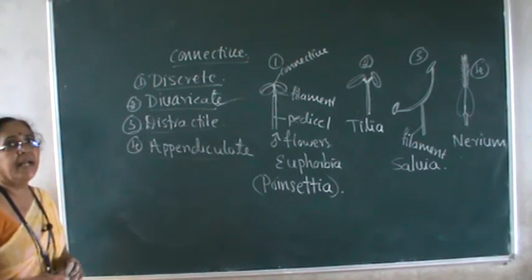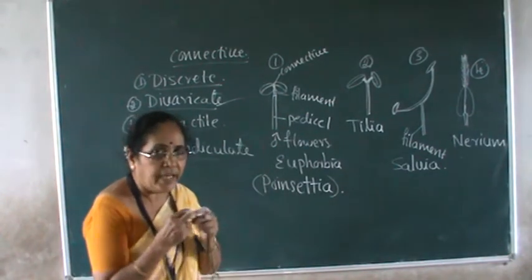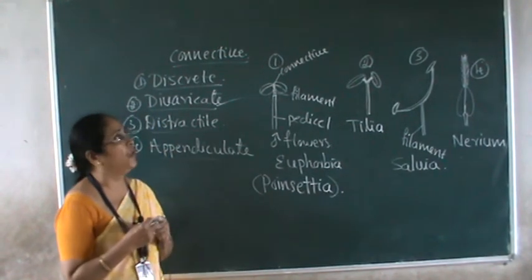So if the connective is very small and tiny and holds the anthers very close to each other, then it is called discrete, found in the flowers of Euphorbia.